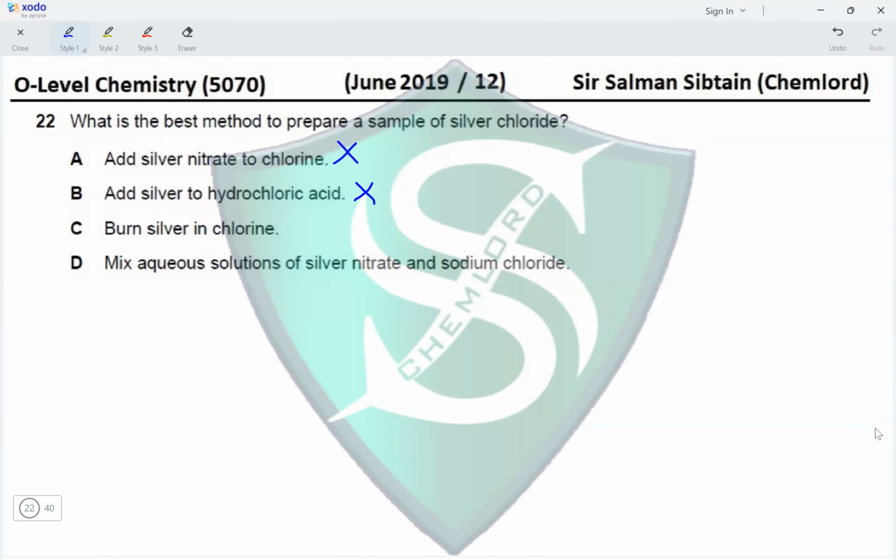Burn silver in chlorine. Burning silver in chlorine will not produce silver chloride easily. Mix aqueous solutions of silver nitrate and sodium chloride. Yes, the most common way of producing silver chloride is by mixing silver nitrate with sodium chloride. So we are mixing two soluble salts to form an insoluble salt. So this is the correct option, making D the correct option for this question.